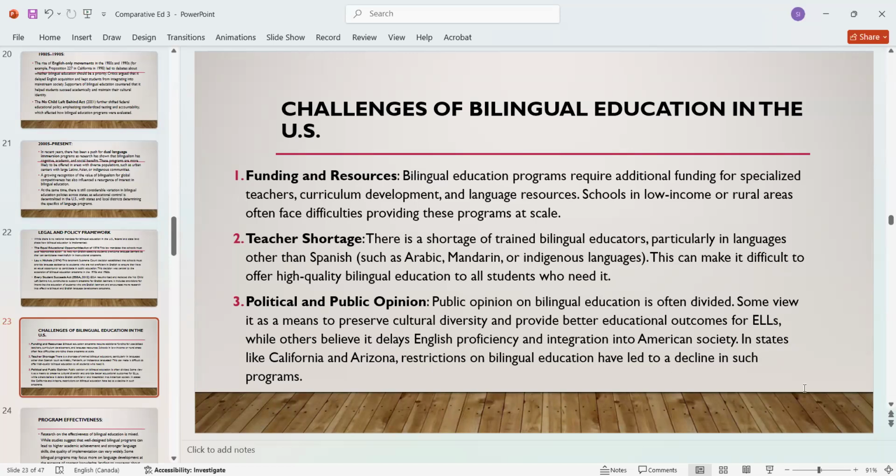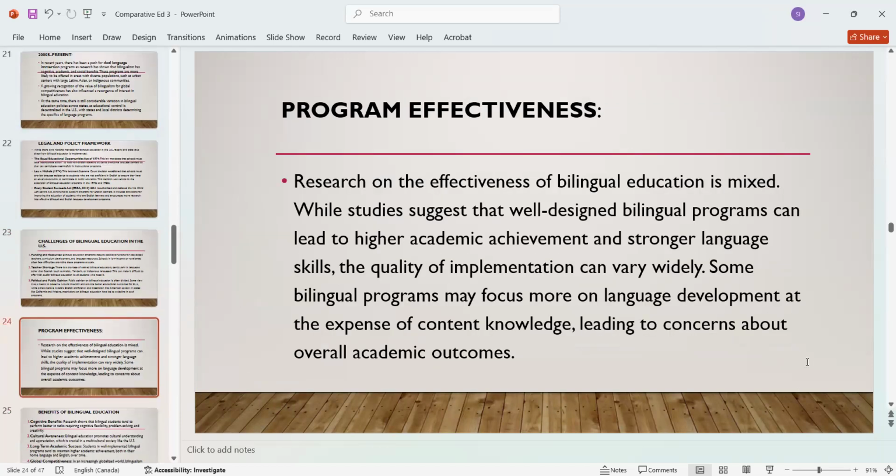Political and public opinion: while others believe it delays English proficiency and integration into American society, in states like California and Arizona, restrictions on bilingual education have led to a decline in such programs. So later they declined the bilingual programs.